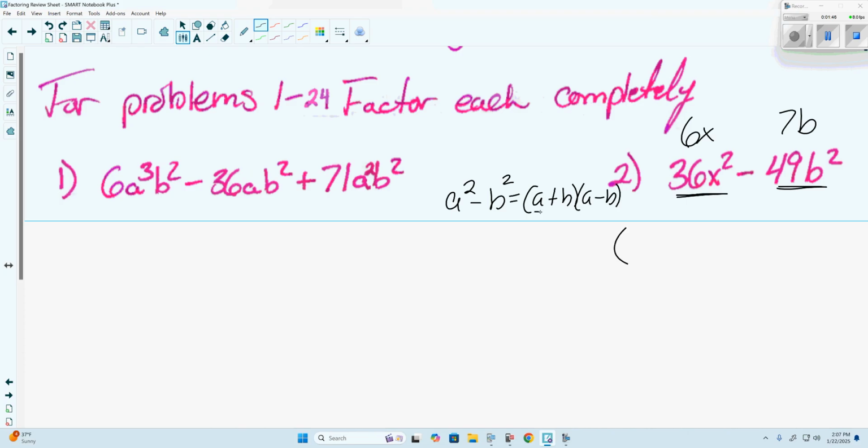And what's taking the place of a? 6x, and b is 7b. So a plus b would become 6x plus 7b. A minus b would become 6x minus 7b.